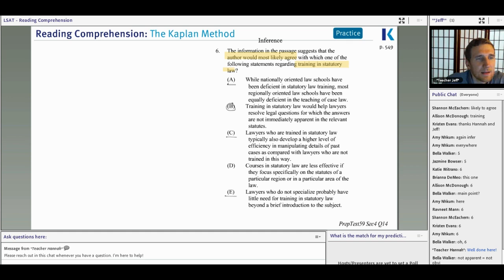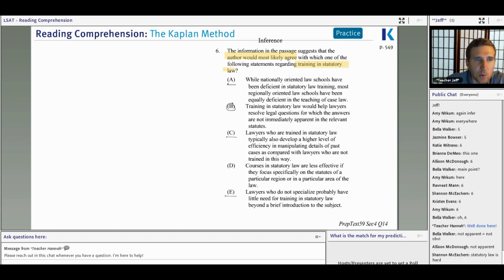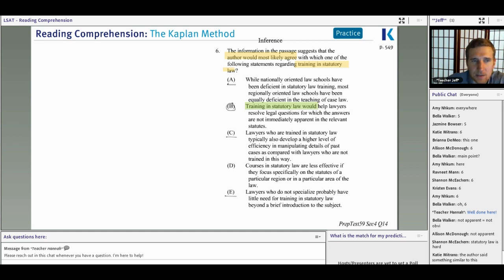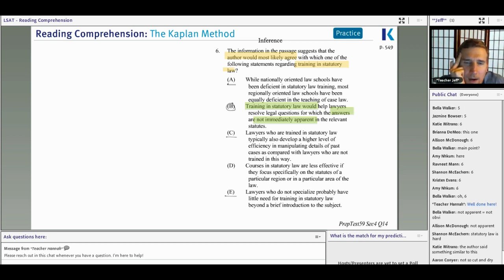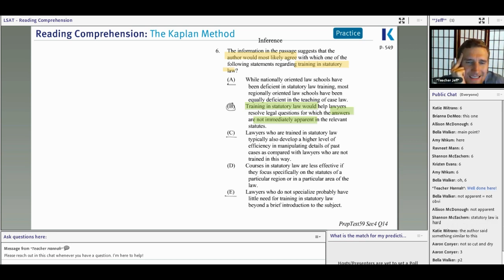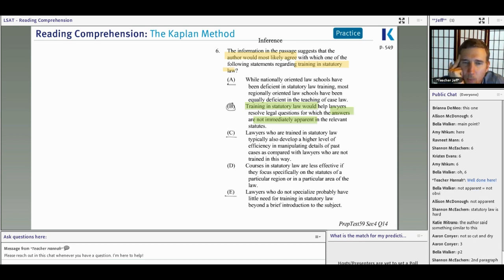Right. It says that this training in statutory law would help them answer stuff that is not immediately apparent. Where did that happen? Where did we talk about where it's not as obvious and training would help when it's not as obvious? Boom, paragraph 2.